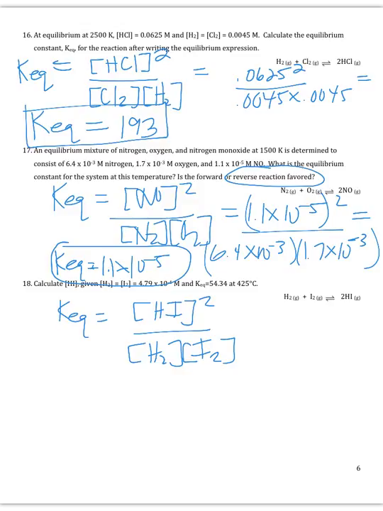In the last problem on this page, we're doing something a little bit different. We are going to calculate the HI concentration given an equilibrium constant and the concentrations of our reactants. So here's our equilibrium expression. Plug in what you know.